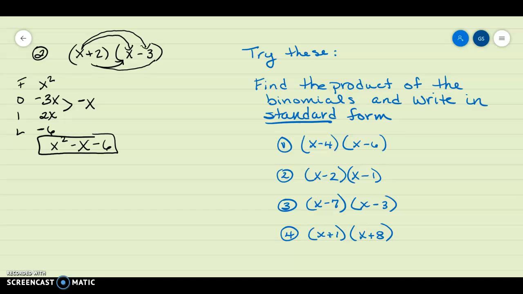Okay, so I want you to try these. It says find the product of the binomials and write in standard form. So that's exactly what I did on the two examples that I gave you. So I want you to try those 4. So pause now, and then when you're done, come back and I'll have the answers up for you.